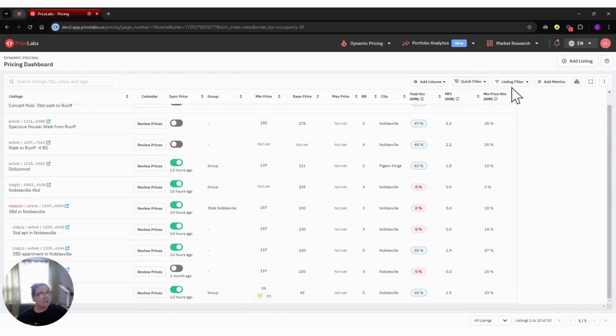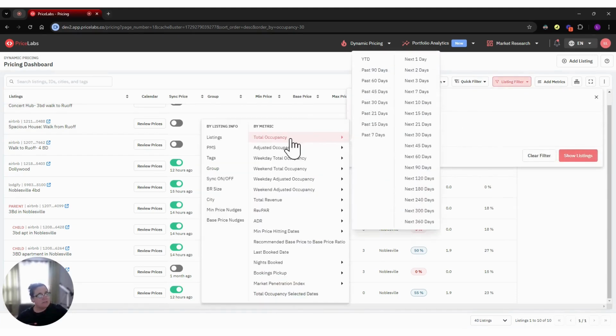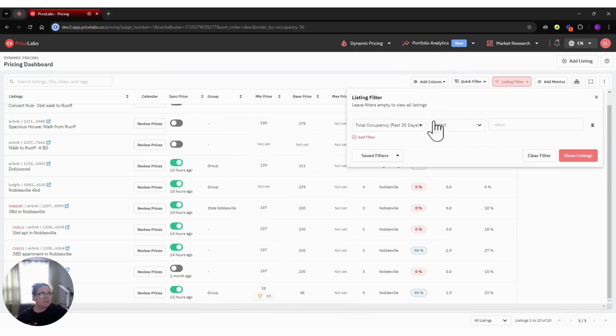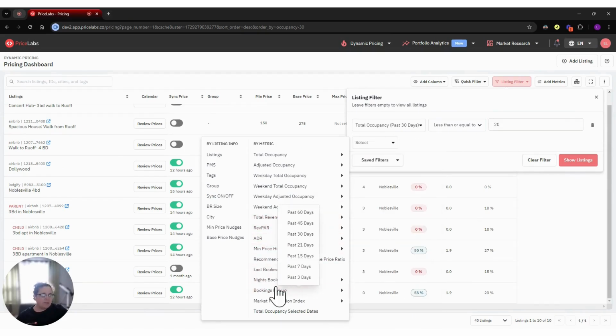One last thing I want to show you is the listing filter. So what this does is it lets you filter your listings by certain metrics. So let's say you wanted to look at all of your listings which had less than 20% occupancy in the last 30 days, but also are maybe looking at, let's look at booking pickup past 15 days too.